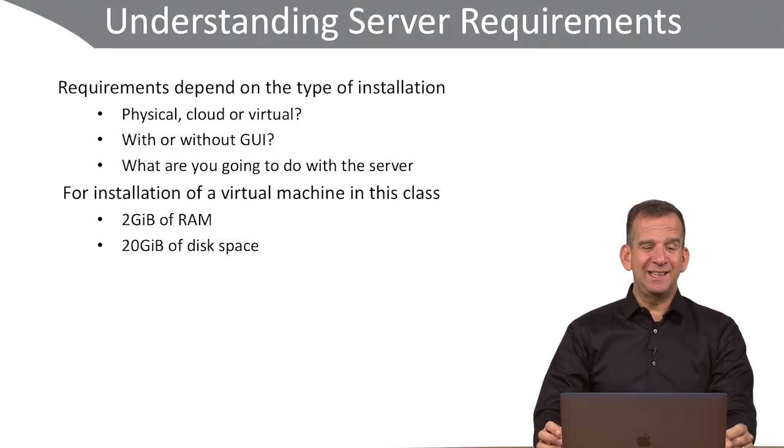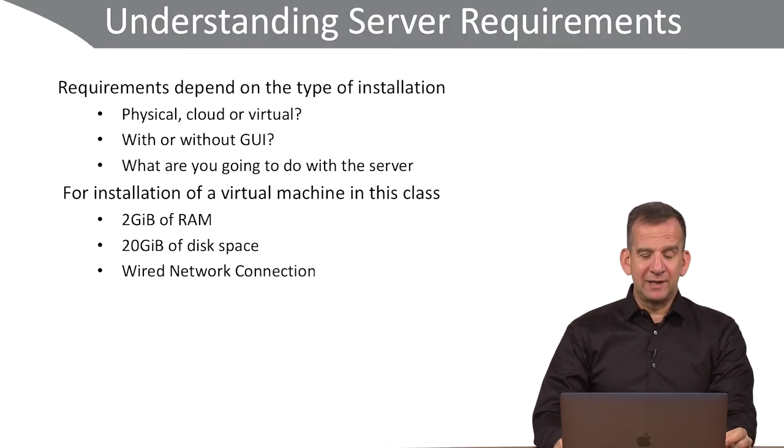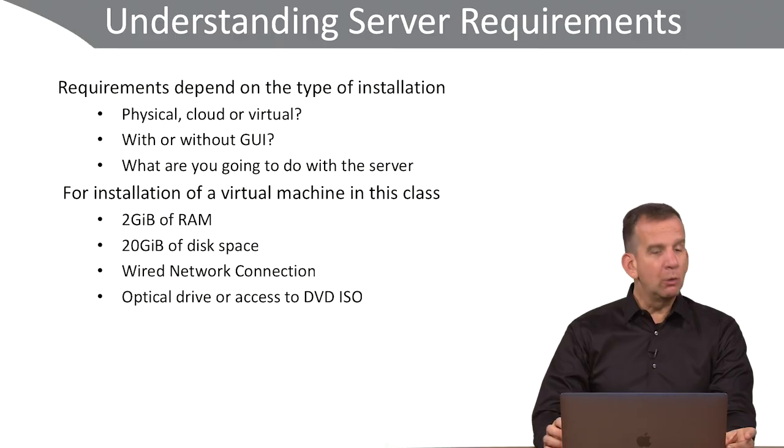Also, we need 20 gigabytes of disk space. And we need wired network connection. Oh, apart from that, you need something to install it from. That means you need an optical drive or access to the DVD ISO. The ISO file itself can be downloaded from redhat.com or from centos.org. So that depends on the type of installation that you are going to do. And I'm just going to assume that you have already taken care of getting the ISO file so that you can get started with the actual installation.